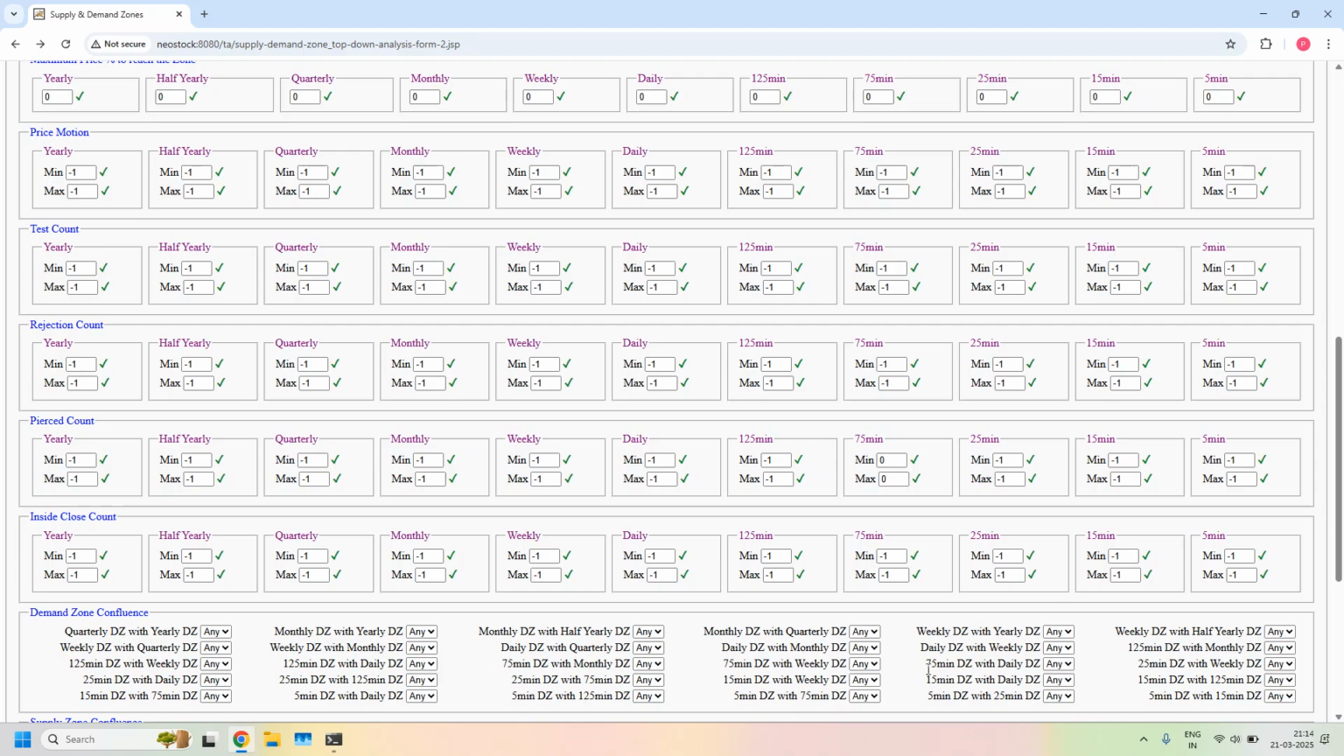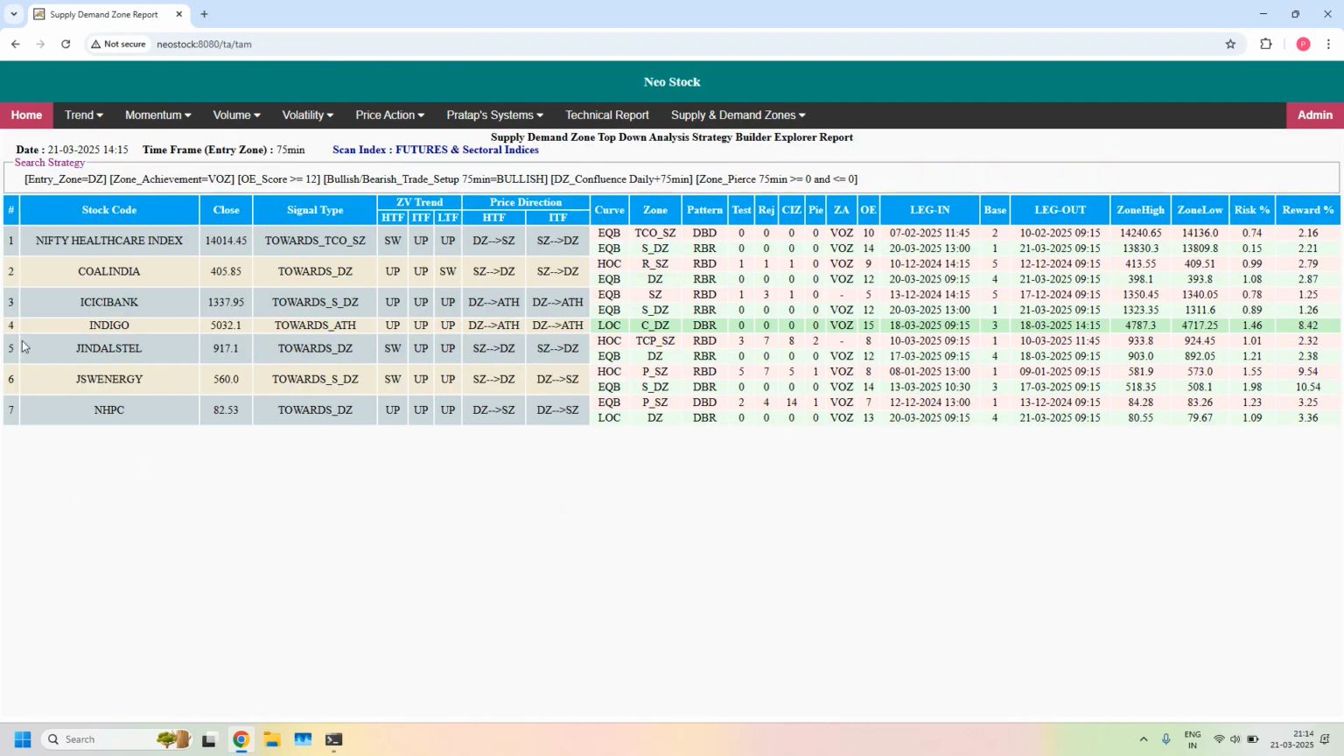That is 75 demand zone with daily demand zone confluence. I enable the filter. With this filter, now the list is 7 stocks we got. In all these 7 stocks, these 75 minute demand zones are overlapped with daily demand zones.